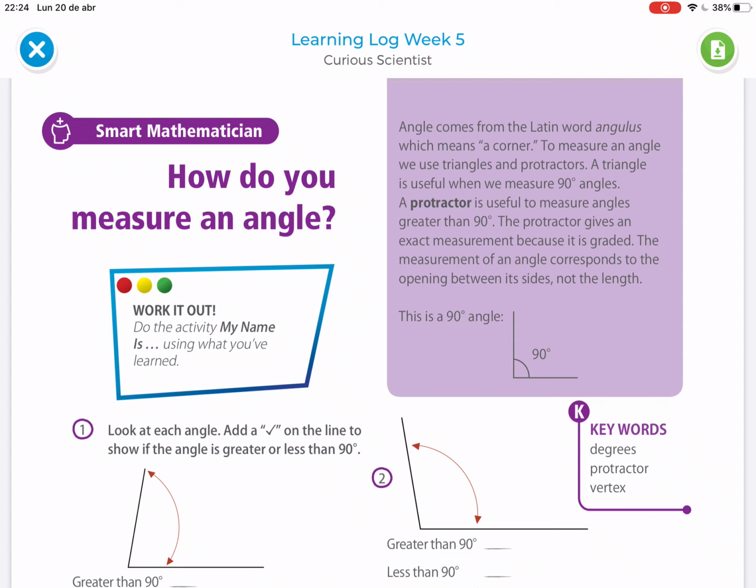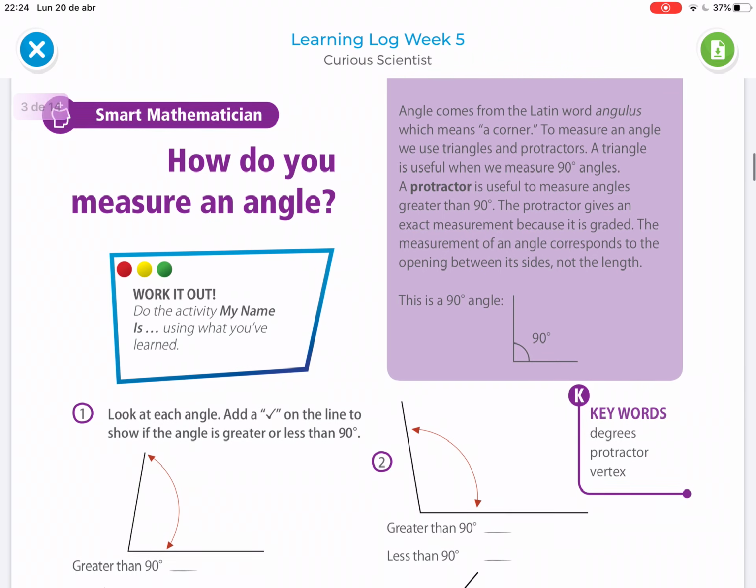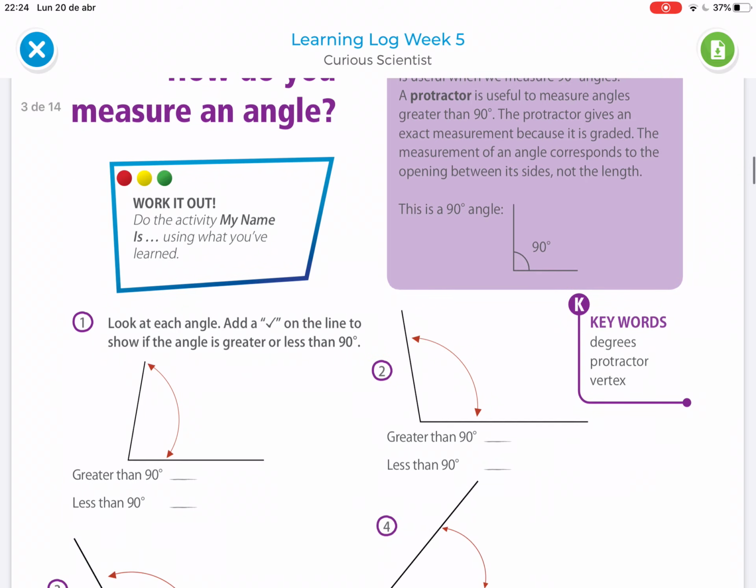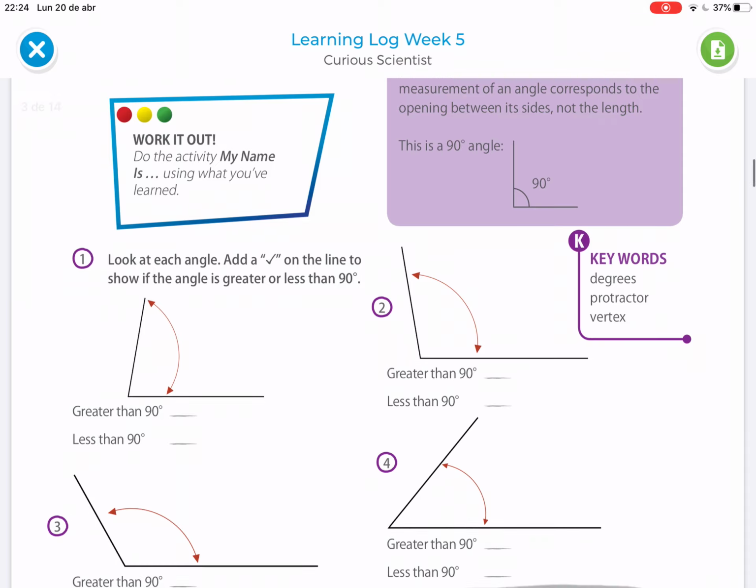So we're going to read how do you measure an angle. Now we're going to read the purple box. It says, angle comes from the Latin word angulus, which means corner. To measure an angle, we use triangles and protractors. A triangle is useful when we measure 90 degrees angles. A protractor is useful to measure angles greater than 90 degrees. The protractor gives an exact measurement because it is graded. The measurement of an angle corresponds to the opening between its sides, not the length. So it shows us an example of a 90-degree angle.